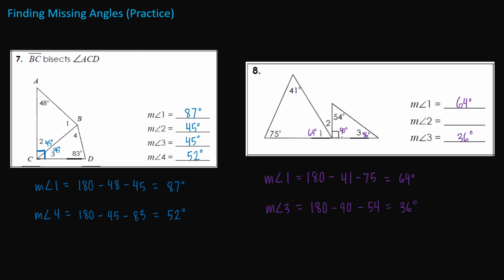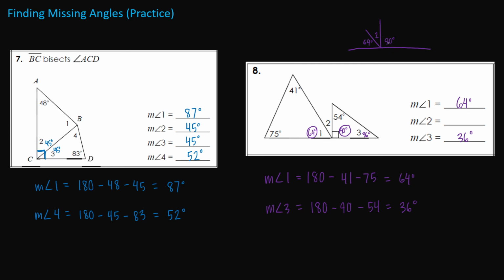So to find angle 2, I notice that it's on the same line as this 64-degree angle and this 90-degree angle. Let me redraw so you can see what I mean. I'm going to redraw just with these angles without the triangles involved. This is just a rough sketch here. So I've got my 64-degree angle, I've got angle 2, and I've got my 90-degree angle. So really, since they are all on the same line, that means their measures should add up to 180 degrees.